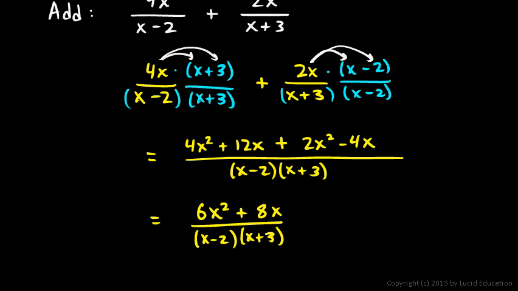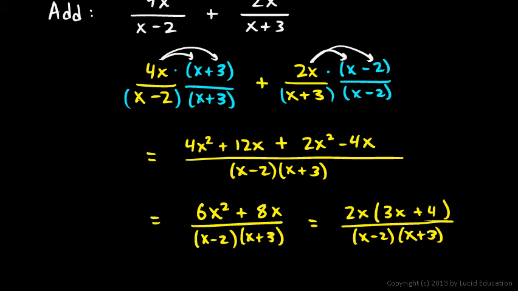Now, look here, there's a factor of 2 and a factor of x in each of these. So I could factor this, and I might end up with a factor that will cancel. Let's see. If I factor out a 2x, that leaves me with a 3x plus 4. Let's see, is that right? 2x times 3x is 6x squared plus 2x times 4 is 8x. That's right. Over x minus 2, x plus 3. So that doesn't cancel. Nothing cancels.